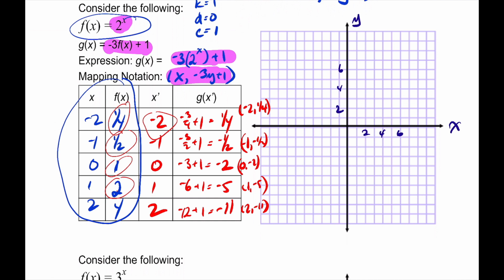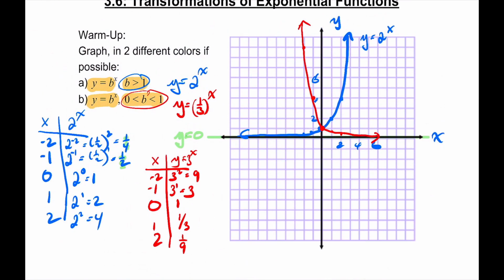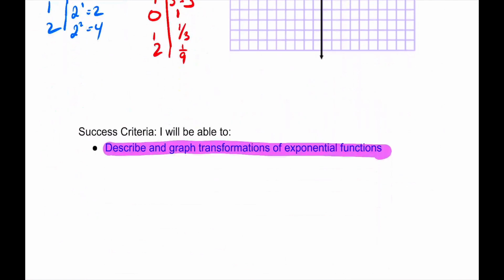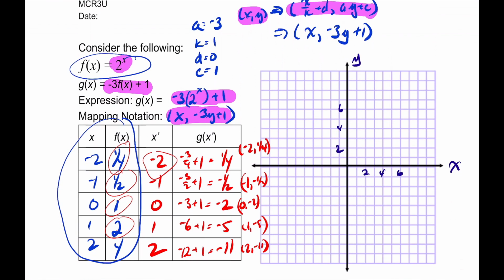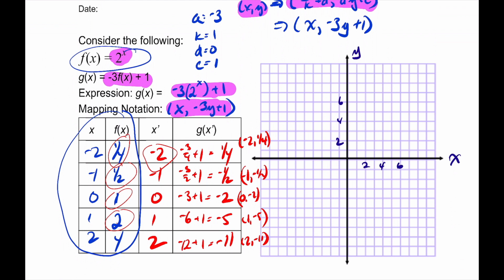One thing before I graph this is I'm going to draw that horizontal asymptote. So remember, for all exponential functions, we have a horizontal asymptote. Normally this is at y is equal to 0, as we saw over here. But in this case, this transformation is shifted up 1 because our c value is 1. So our horizontal asymptote is going to do the same thing. So I'm going to draw the horizontal asymptote at y is equal to 1.